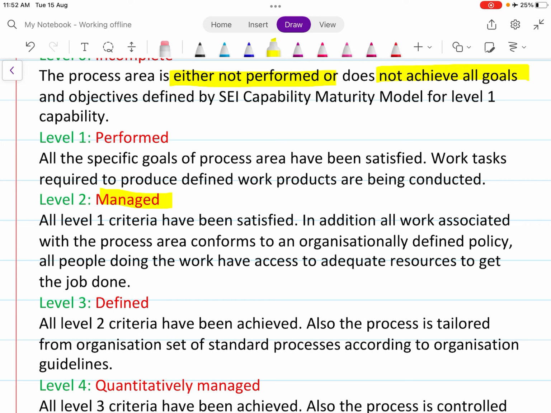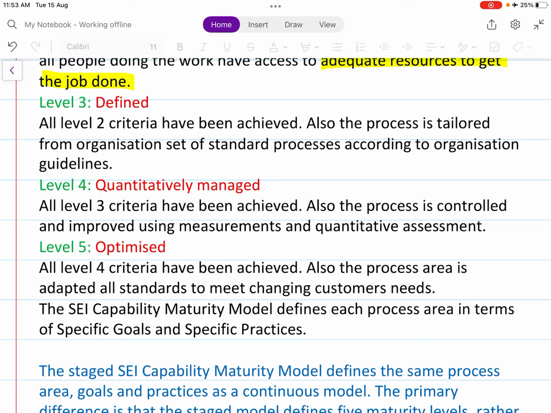Level 3 is defined. All level 2 criteria have been achieved. All processes are tailored from the organization's set of standard processes according to the organization's guidelines. So level 2 also has been achieved satisfactorily, and all the processes are tailored from the organization's set of standard processes according to the organization's guidelines.